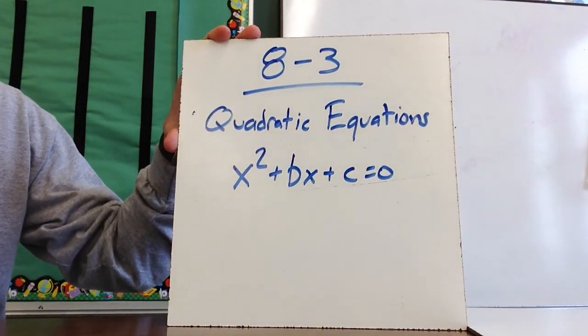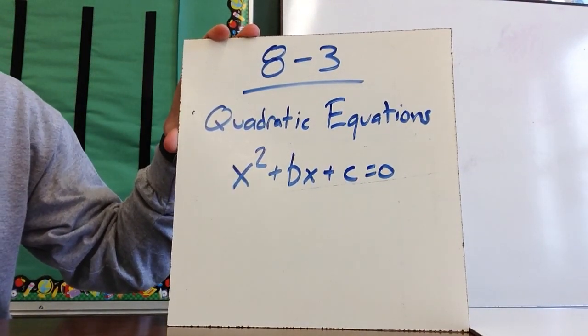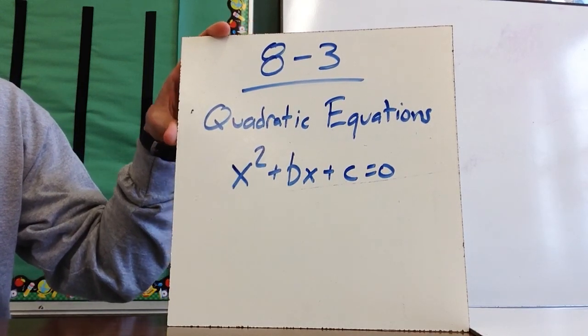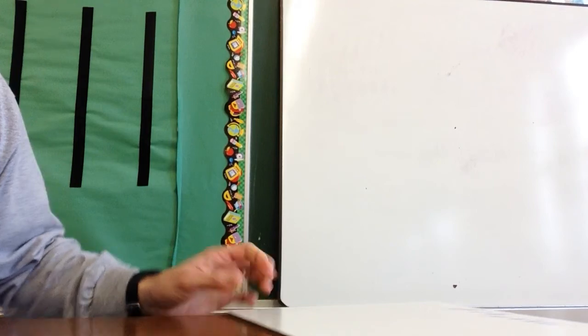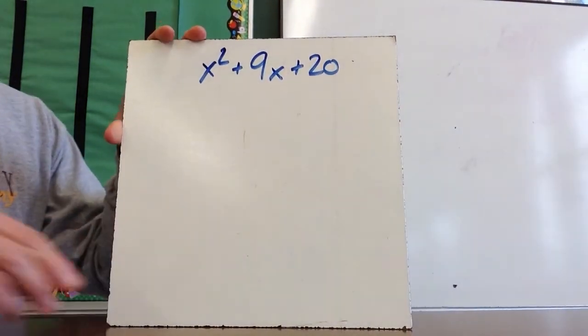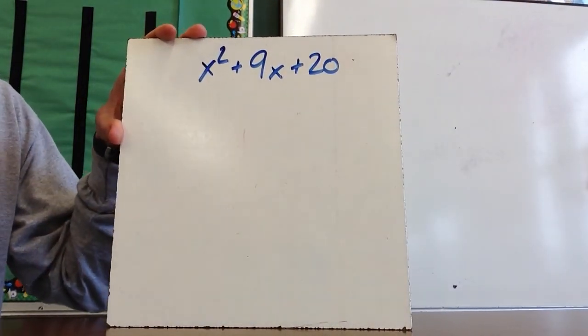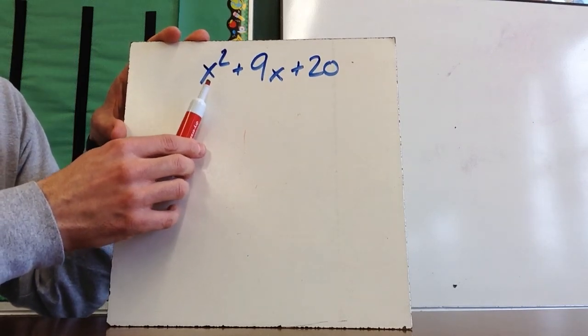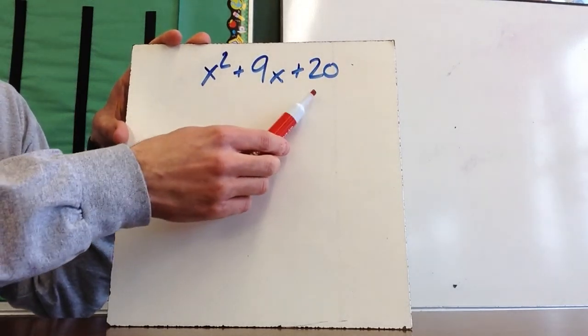This video will discuss Chapter 8.3, Quadratic Equations, in the form of x squared plus bx plus c equals 0. Don't panic about the long title. We'll talk about what all that means in just a moment. So first we're going to simplify this expression, x squared plus 9x plus 20.